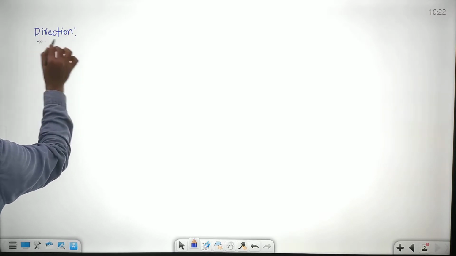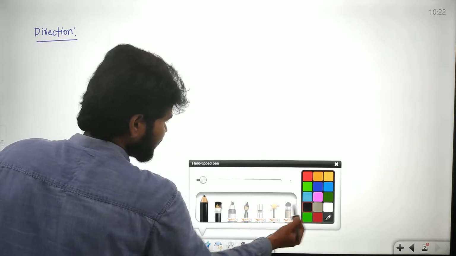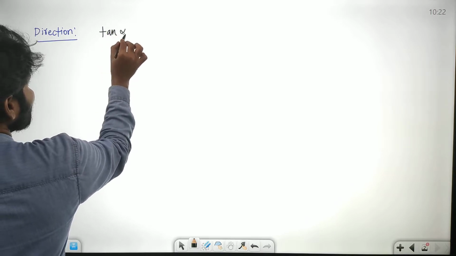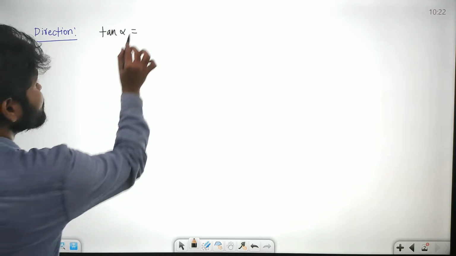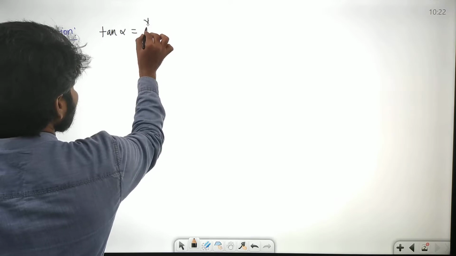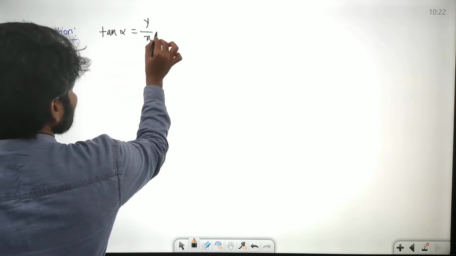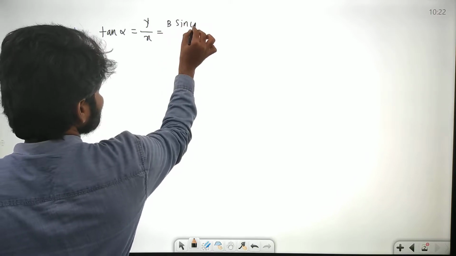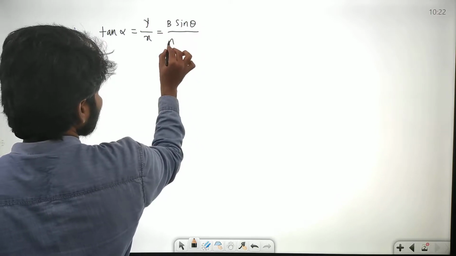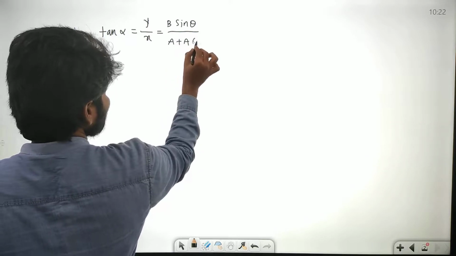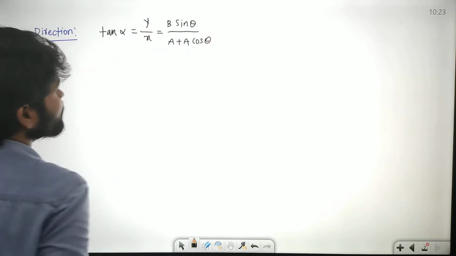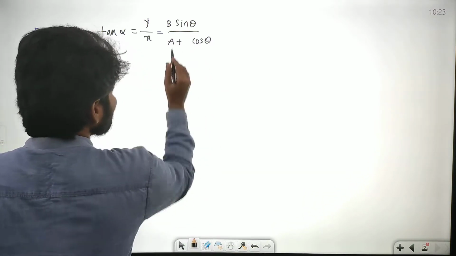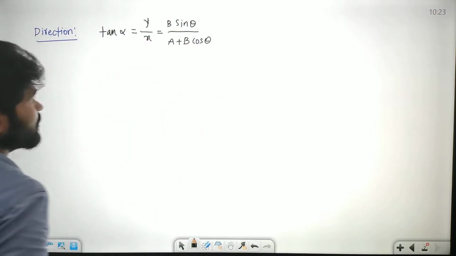What is the formula for direction? I already explained. The direction can be written as tan alpha equals y by x, that is nothing but b sin theta divided by a plus b cos theta. Sorry, this is b cos theta, right? This is b cos theta.